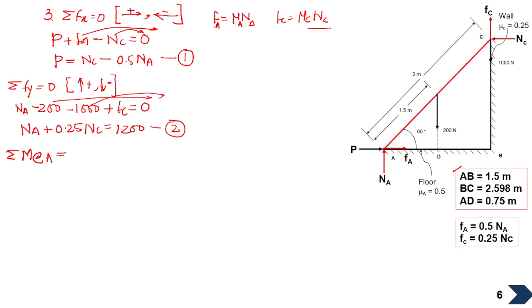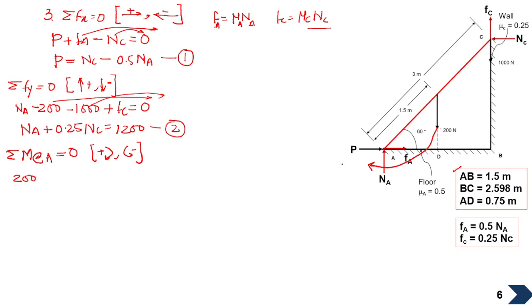Now, summation of moment at A is equal to 0. We will assume the sign convention as clockwise positive, anti-clockwise negative. Now we'll take the moment about A of all the reactions. So for this 200, because of this 200, it will cause a clockwise moment at A, so it will be positive.